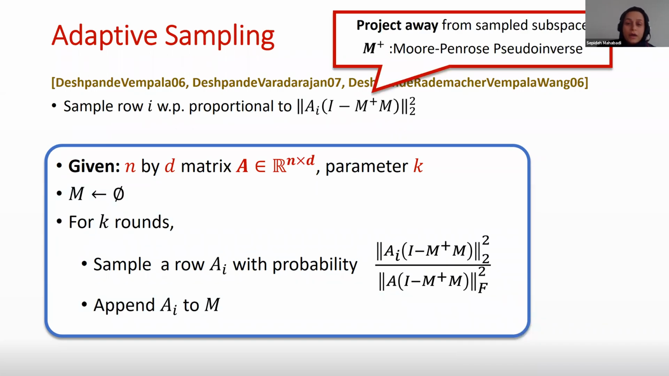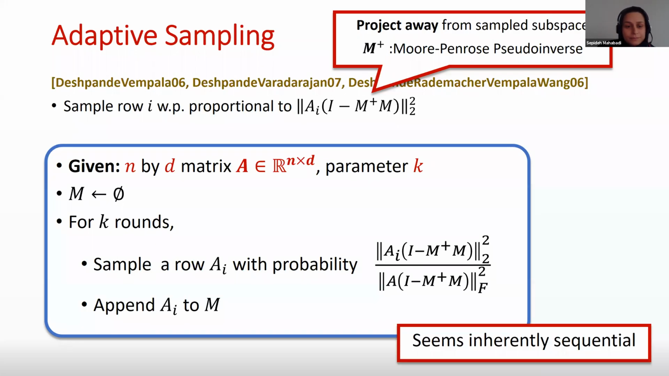If I denote the set of rows that I have picked as the rows of the matrix M, then projecting away from this set of rows is equivalent to multiplying each row of A by the matrix I minus M plus M, where M plus is the pseudo-inverse of M. So now for k rounds, we would like to sample every row with probability proportional to the squared row norm of this projected row a_i.